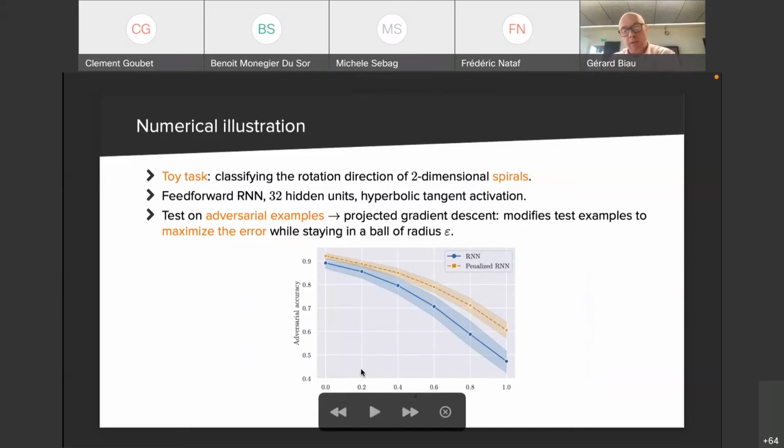And when epsilon gets large, of course, the network is totally lost. It has been designed on training data, then you modify the test data, and of course the performance is deteriorating, and that's normal. But you see that using this penalty somehow stabilizes the network. So there is a good direction. I'm not saying that it does everything, but the idea is there. Using this type of norms, which are the good norms for the networks in this context, makes the job.